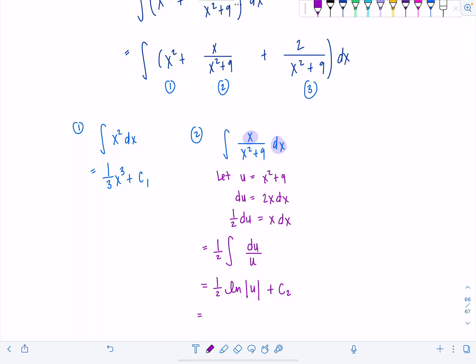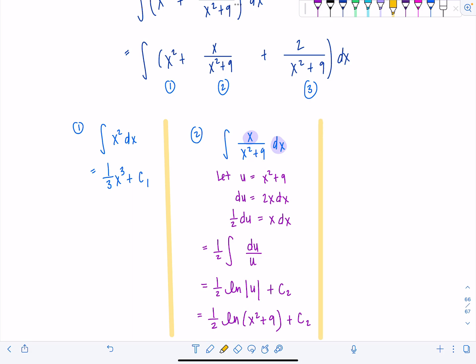And then go back, replace u with x squared plus 9. And I actually don't need to put absolute value bars. I can just switch to parentheses because x squared plus 9 won't ever be negative. So we are good to go. So first two are done. That just leaves the third one. And there isn't really too much to do. You just need to recognize that that is going to involve tan inverse.